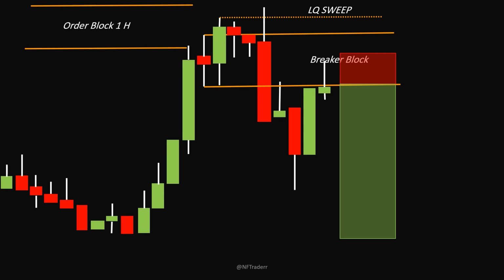In this scenario, we have identified a valid breaker block paired with an order block. The entry should be set at the highest point of the breaker block, and traders should patiently wait for the price to trigger the execution of the trade.